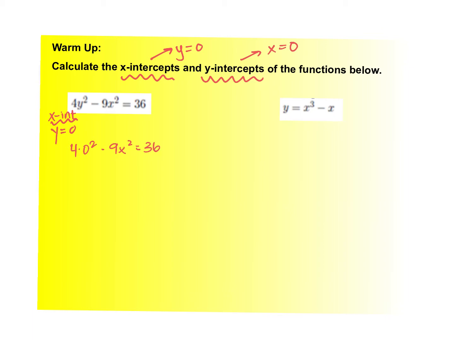Solving for x now, we just end up with 0 over on our first term. I'm going to go ahead and divide by negative 9. I get x squared is equal to negative 4. My next step algebraically would be to take the square root of both sides, but we run into an issue because we can't take the square root of a negative number. This would give us an imaginary number. So in this case, this first equation does not have any real x-intercepts.